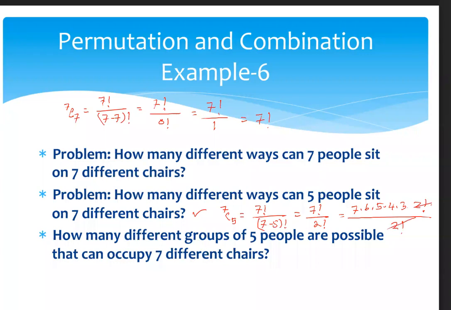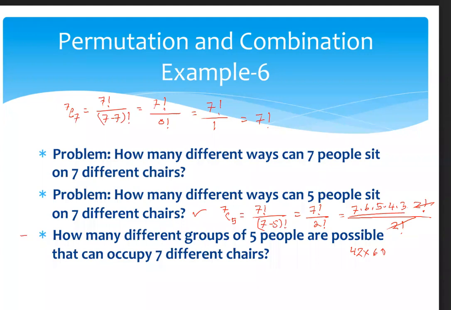These cancel out, and whatever you get by multiplying those numbers. 7 times 6 times 5 times 4 times 3, so it's going to be 60 times 42. 7 times 6 is 42, 5 times 4 is 20, times 3 is 60. And you can multiply these 2 numbers, and that is going to be your answer. Is this okay?